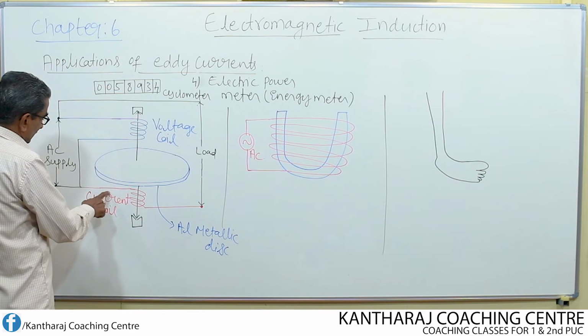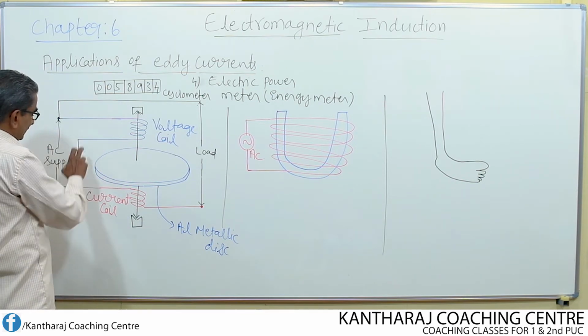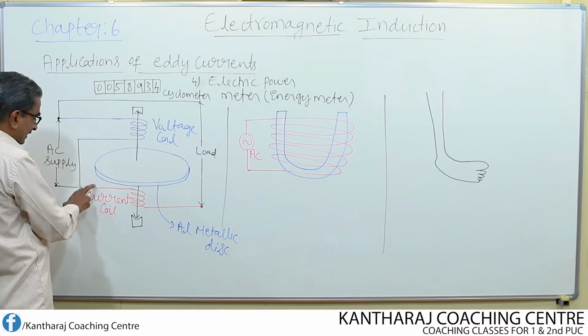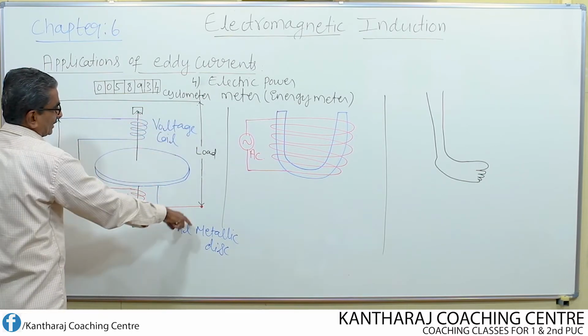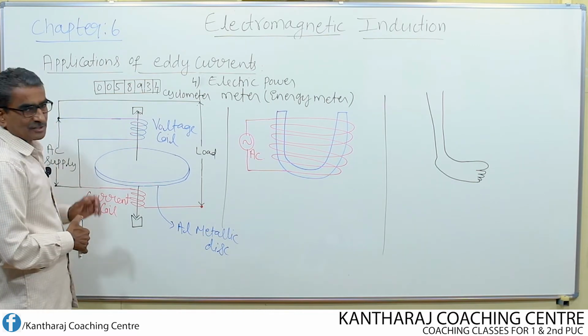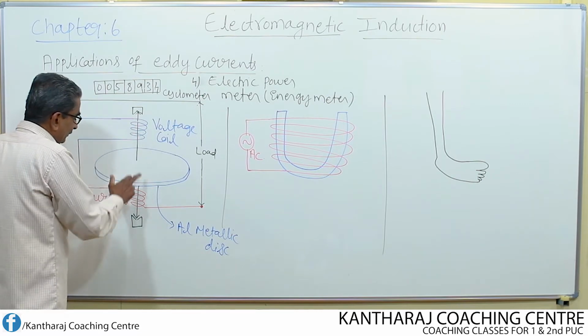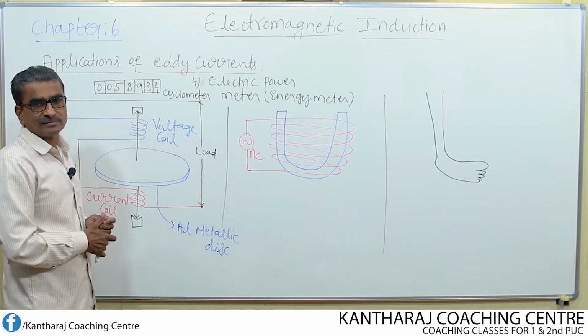One end of these two coils, as I explained, are connected together, and one end of this coil and one end of this coil, the current coil, are connected to what? Connected to the load. Now when current is passed through the coil, a magnetic field is produced in both these coils.